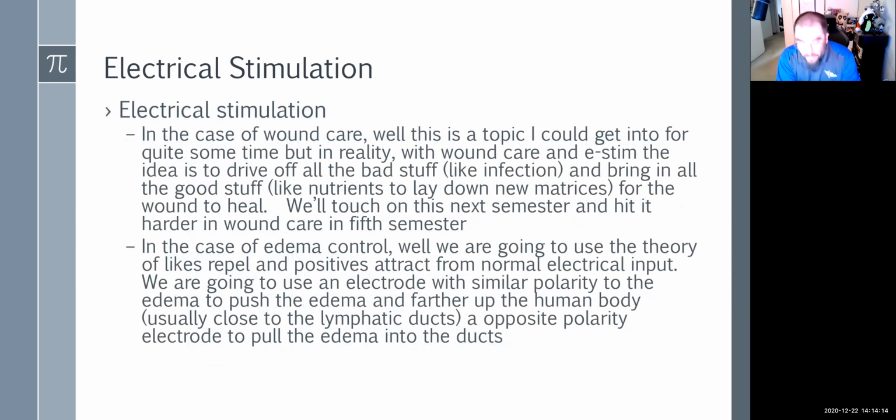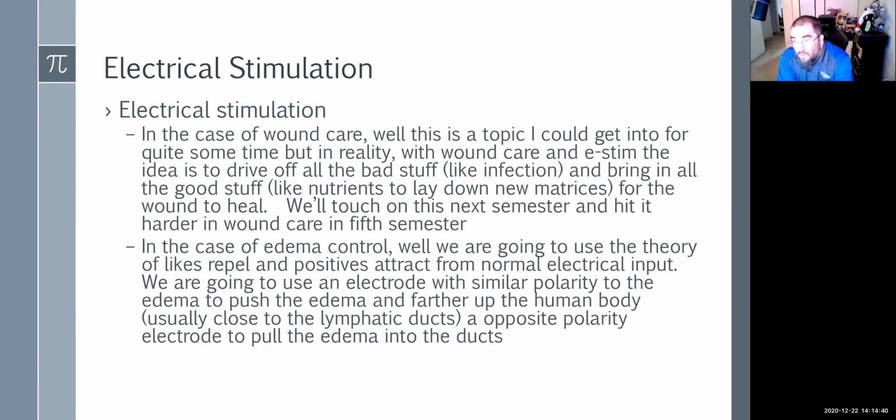In the case of wound care, well, this is a topic I could go into for quite some time. But in reality, with wound care and e-stim, the goal is to drive off the bad stuff, like infection, and bring in the good stuff, like nutrients, to lay down new matrices for the wound to heal. This will go into depth a little bit next semester, un petit peu, very small amount. But we will hit it harder in wound care in 5th semester. So we're not going to go deep into that. There's so much we can go into there.